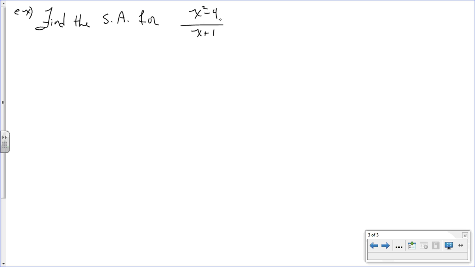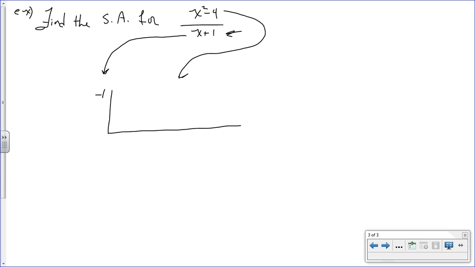Let's find the slant asymptote for x squared minus 4 over x plus 1. Your x plus 1, remember, we're going to have to change this to a minus 1. That's going to go outside. Remember, your bottom polynomial will always be the number on the outside. And when you set up your synthetic division, you're always going to take the top and put it inside. So this is going to be 1, we have no x term, and then negative 4. Now we just synthetically divide, and our remainder here, we're not really going to worry about.